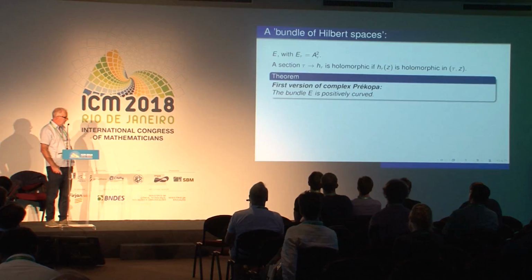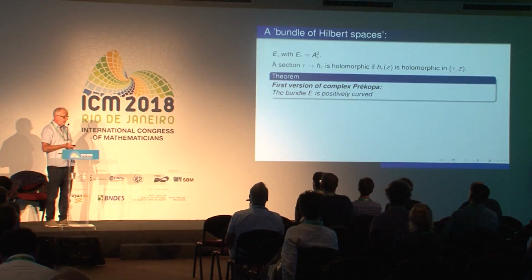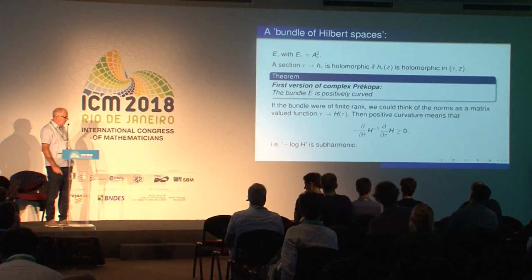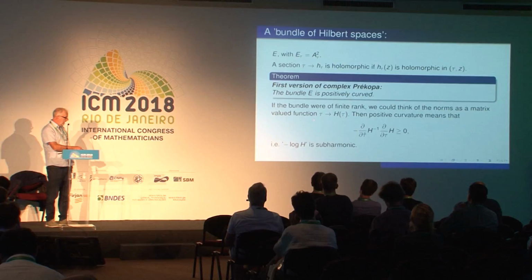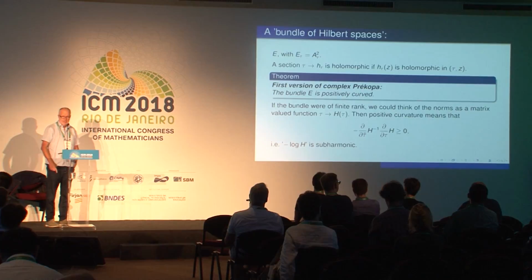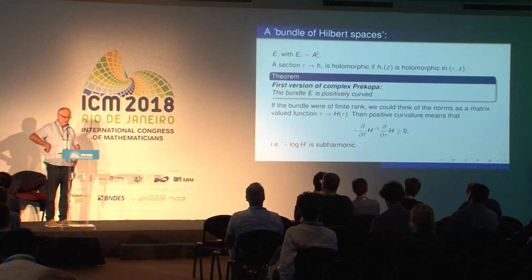So what does that mean, and what's the relation to Prékopa? Well, if you imagine that it were an honest vector bundle, and moreover of finite rank, then you could think of the norms as given by some sort of matrix-valued function. And then there is a formula for the curvature operator, which is this one, and says that this expression should be positive. And intuitively speaking, that would say that minus the logarithm of h would be subharmonic, which is then like in the Prékopa situation, minus the logarithm of something defined by integrals is subharmonic.